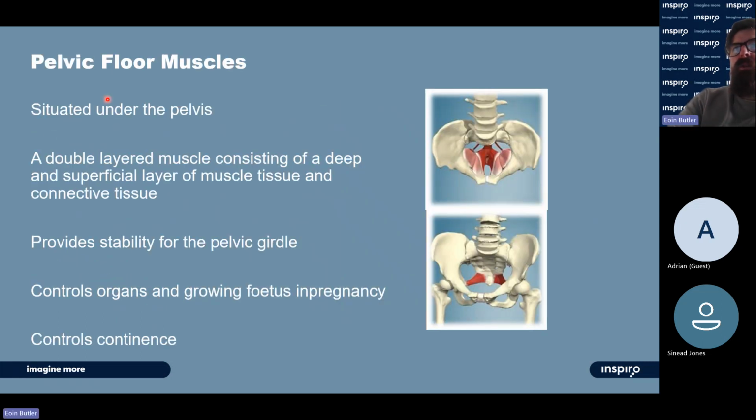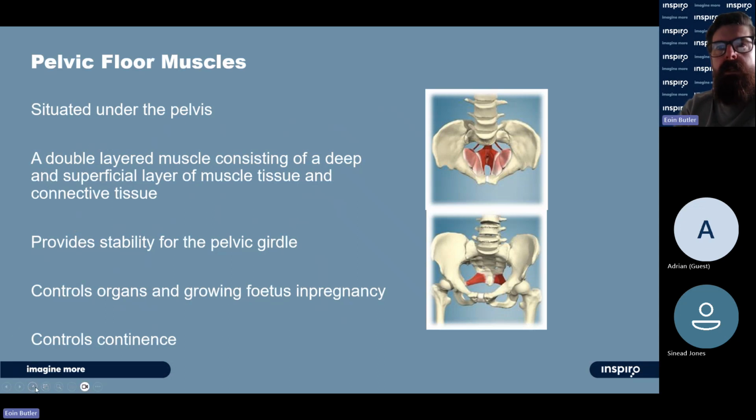The one I'm going to show you quickly is this one, because some questions do come up on the paper on the pelvic floor, mainly asking you the function of the pelvic floor muscles and what they do. They are situated under the pelvis, a double-layered muscle consisting of a deep and superficial layer of muscle tissue and connective tissue. Their function is to provide stability for the pelvic girdle, control organs and the growing fetus in pregnancy, and also control continence. Just double check on that one because a couple of questions have come up on the paper on pelvic floor muscles.